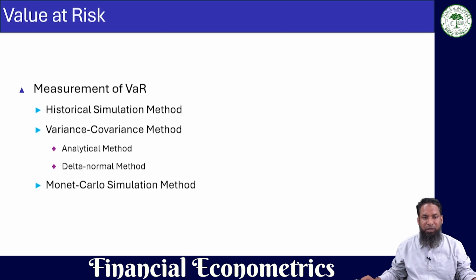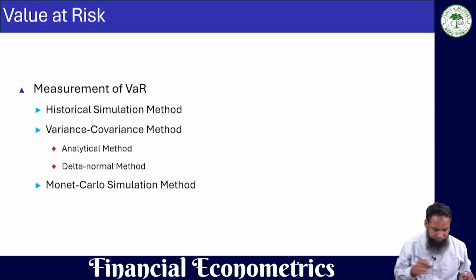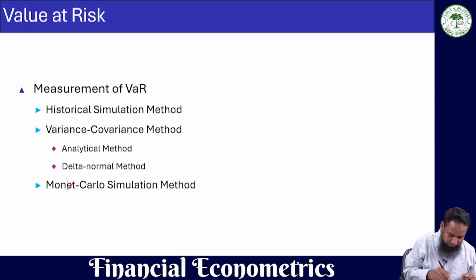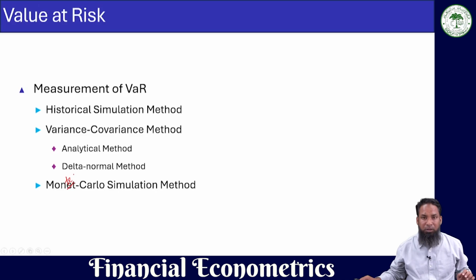Then the next task is how to measure the value at risk. There are three different alternative methods we have to measure it. One is known as the historical simulation method. Second is the variance covariance method, which is also known as the analytical method, or sometimes the delta normal method. Third, we have the Monte Carlo simulation method. So these are the three alternative methods through which we can calculate the value at risk. Let us see in detail one by one.